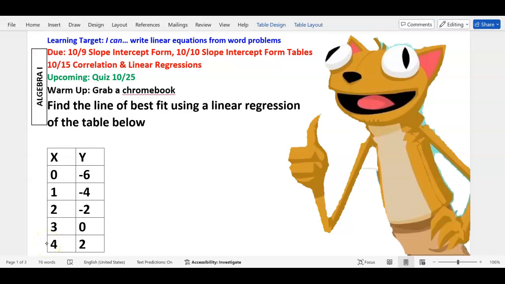All right, you're going to write linear equations for word problems today. We're going to do a little reading and writing today. Notice these 3 assignments are due. We're going to go in the grade book soon. Make sure you do those, okay?